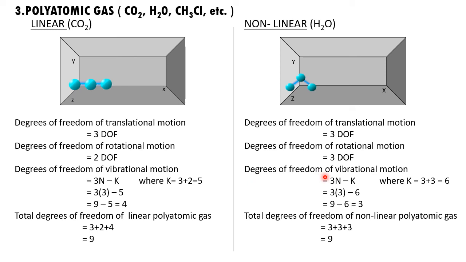Now degrees of freedom of vibration motion: 3N minus K. N is 3 because it is triatomic, K is 6, which is 3 plus 3. Then 3 threes are 9, minus 6, which gives us 3 degrees of freedom. Now total degrees of freedom of non-linear triatomic molecule gas is equal to 3 plus 3 plus 3, which is equal to 9 degrees of freedom.